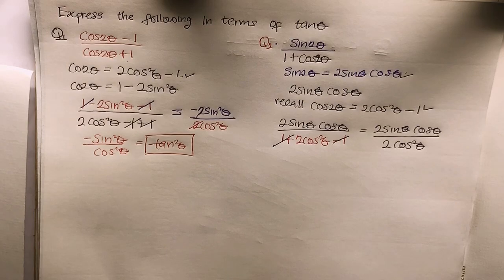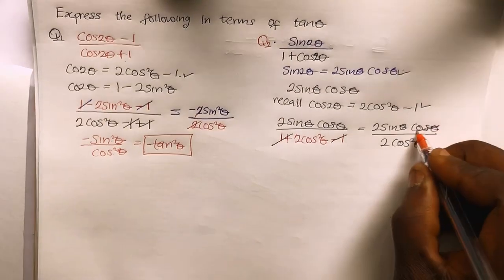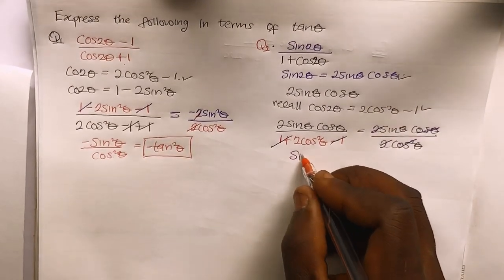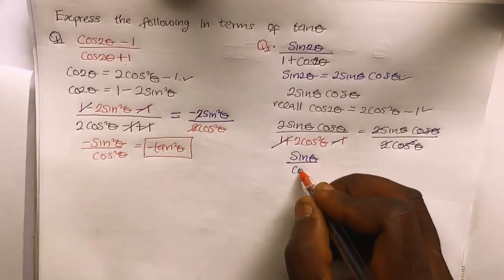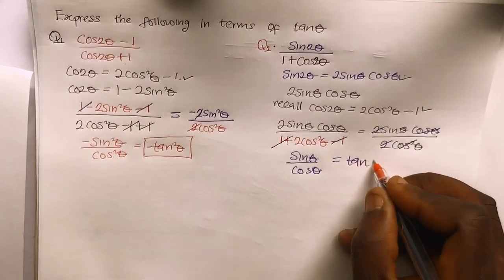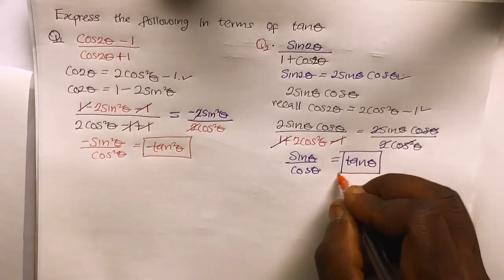Then what do you think I can do here? If you look at this very well, this can cancel one of this. My 2 will cancel 2. Then I'm having sine theta over cos theta. Recall, sine theta over cos theta is tan theta. Very simple.